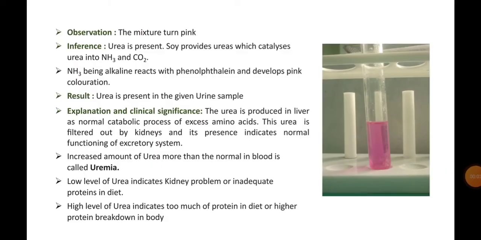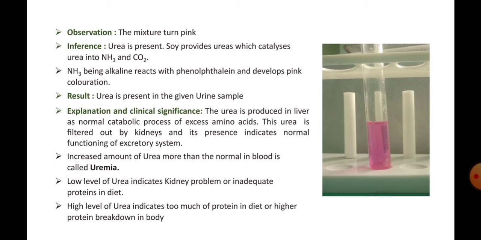Okay, so as you have seen the working part, where in the urine sample we added a pinch of soybean flour and then 1 to 2 drops of phenolphthalein indicator and placed it in a water bath for about 5 minutes. After 5 minutes, we saw that a pink coloration developed in the test tube. This pink coloration indicates that urea is present in the given urine sample.